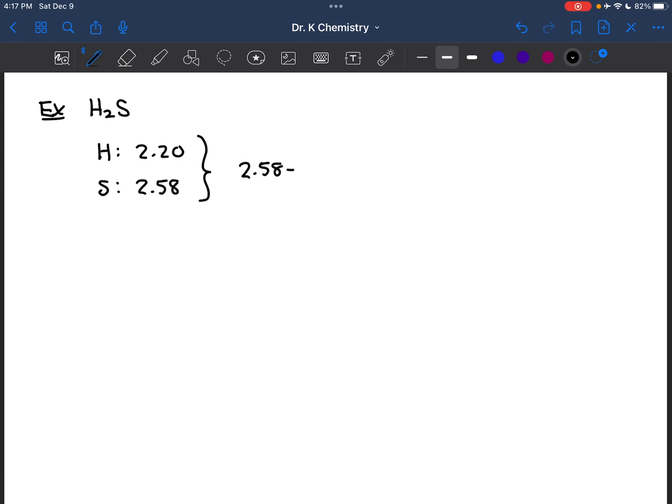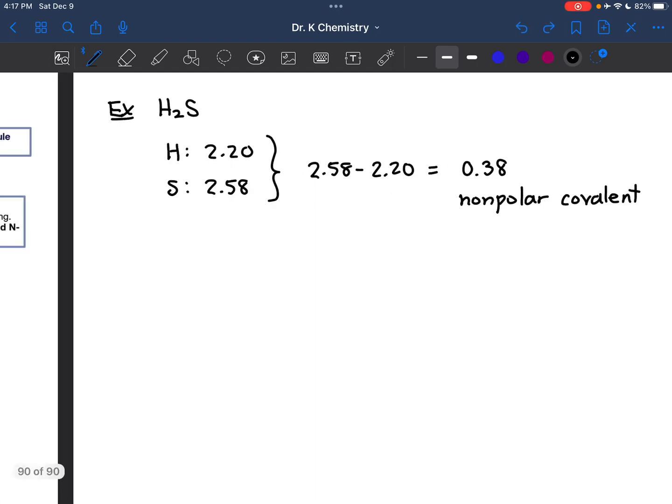Then I'm going to subtract those 2, and we're getting a difference of 0.38. That would fall into the nonpolar covalent bond category. And if you're not sure about where these numbers are coming from, you can go back and watch the video on determining whether a molecule is polar or nonpolar. We had the chart that had the cutoffs for these numbers in that video.